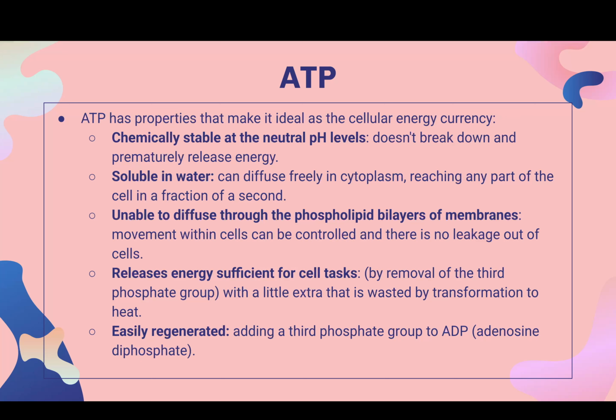Next, it releases energy sufficient for cell tasks. So when ATP breaks down into ADP, when you remove the third phosphate group, it releases just about sufficient energy for cell tasks, with a little bit extra, which is wasted by transformation to heat, but it makes just enough that it can be used for cell tasks, even after the transformation energy is used, if that makes sense.